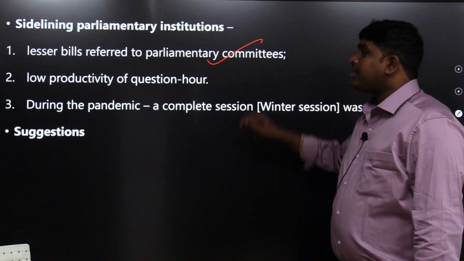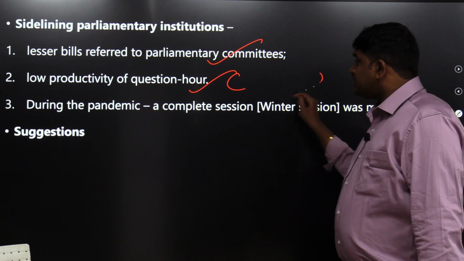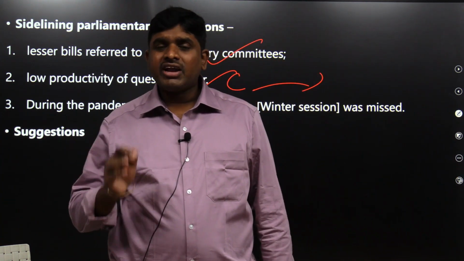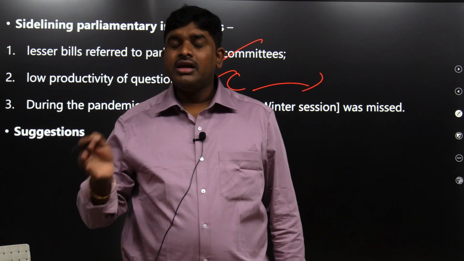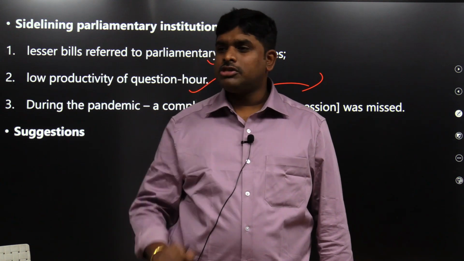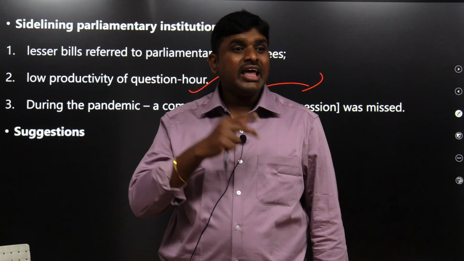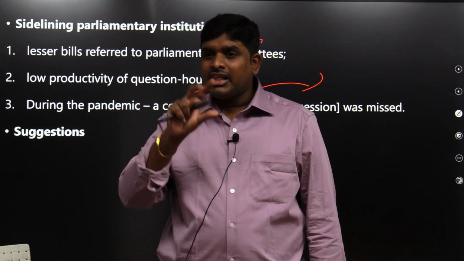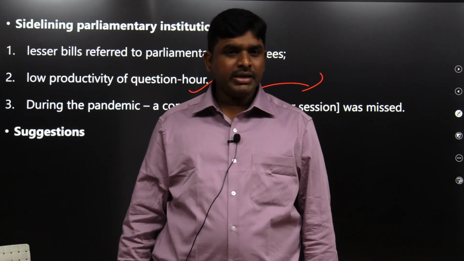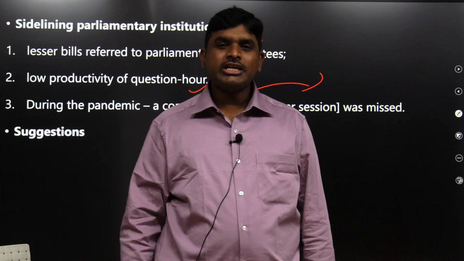Lesser bills referred to parliamentary committees. Low productivity of question hour. Here you can write examples. You may not believe it, but in 2004, for asking questions in Parliament, parliamentarians were asking for money. For one question, 50,000 rupees. It came out through the Tehelka scam. Tehelka recorded everything, and because of which the MPs were suspended by the Speaker. They were asking money to ask questions in question hour.